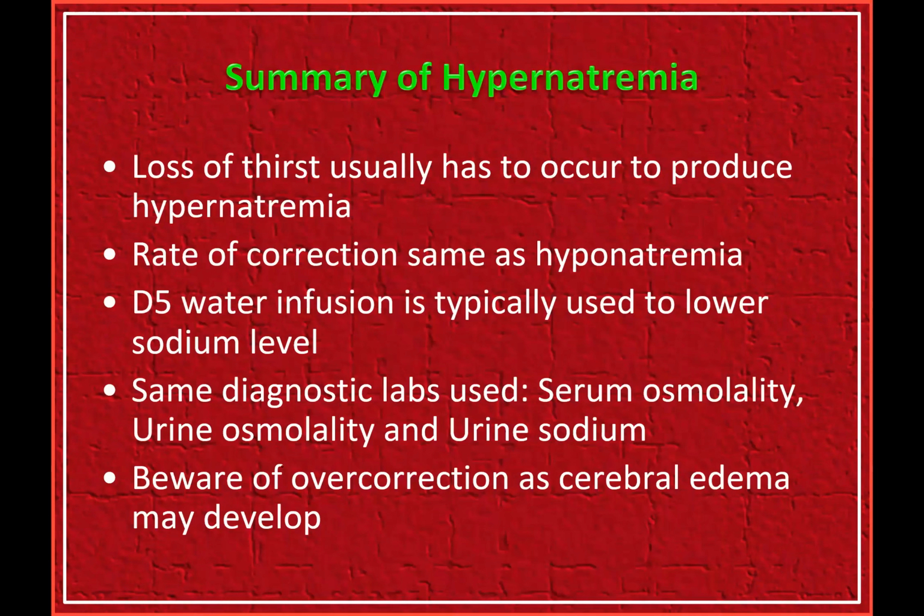A summary of hypernatremia. Loss of thirst usually is the cause of hypernatremia, or hypertonic fluids are administered. Rate of correction is 12 milliequivalents per day, not more than that should we lower. D5 is the solution typically used. Same diagnostic labs: serum sodium, serum osmolality, urine osmolality, and urine sodium. Beware, overcorrection produces cerebral edema, and can also produce pulmonary edema.